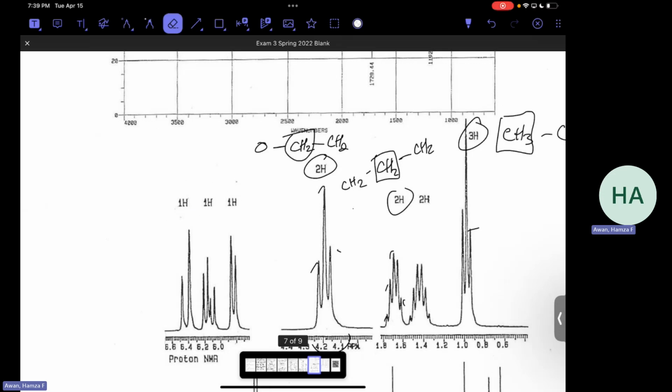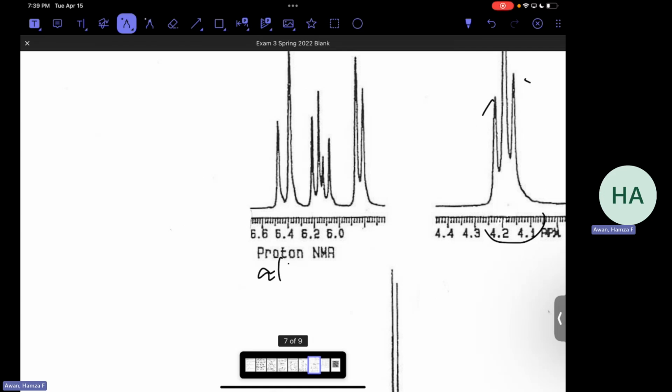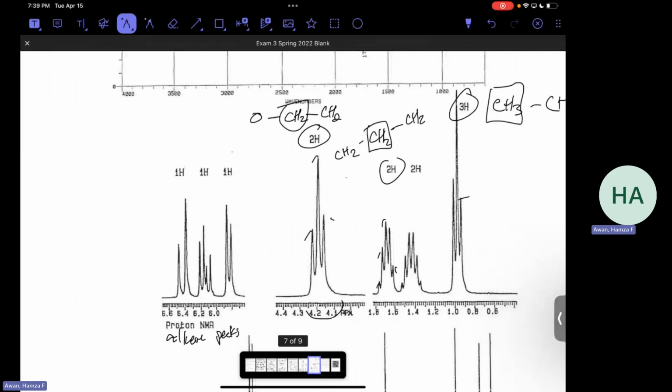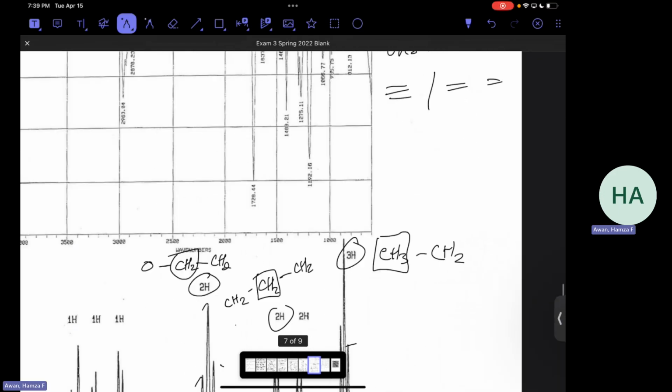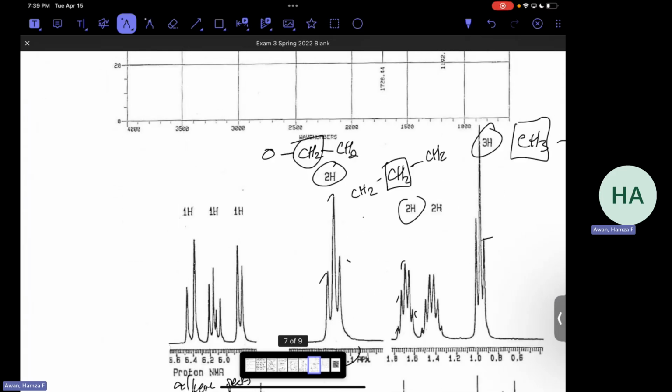So in this range from 6 to 7, this is our alkene peaks. What this means is that we have an alkene. So we know one of our double bonds is accounted for, so it's not an alkyne, so we'll get rid of that. One of our double bonds is going to be the alkene. We have yet to find out what the other double bond is.